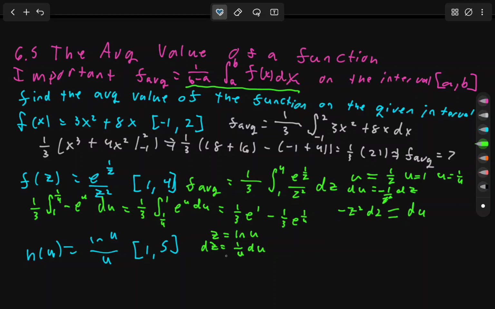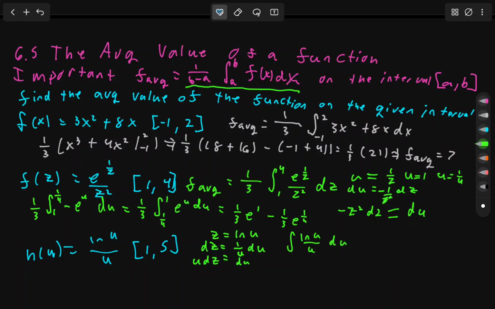Now we just have to solve for du, which in this case is going to be u dz. Then we're going to finally set up this integral, which is going to be the integral of the natural log of u divided by u dz, or du. We're going to then sub in our z.